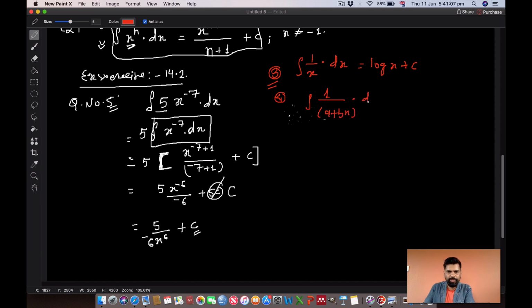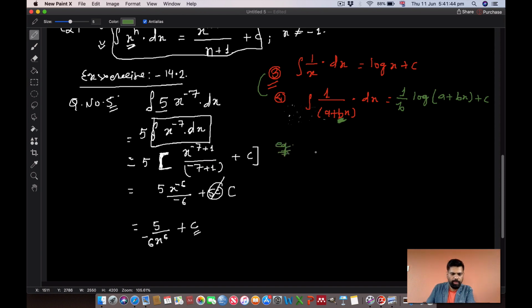bx dx. Then for the formula, we have to see the coefficient of x. The coefficient of x is b. So it is 1 over b log, the same thing we have to write here: 1 over b log of the function a plus bx plus c. By combining these two formulas, we have another problem.